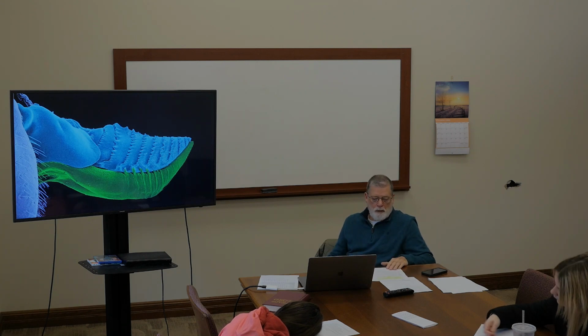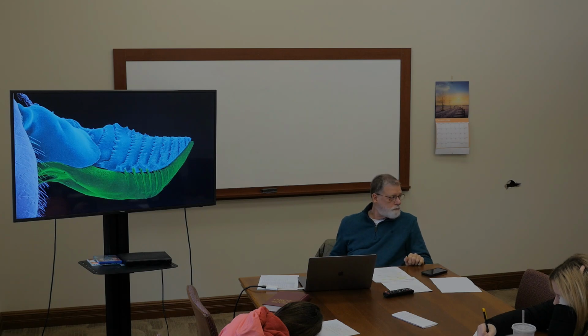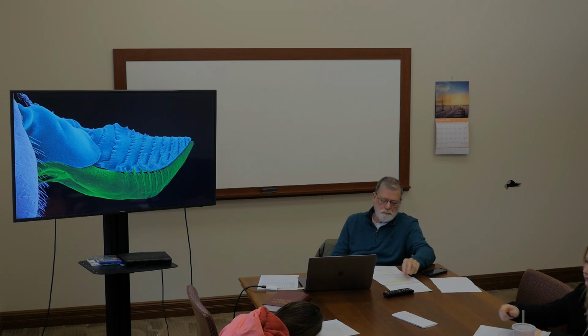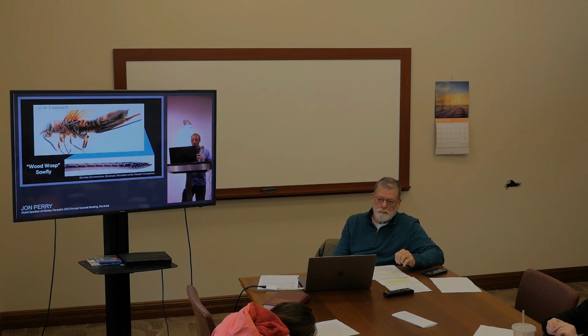This is what it looks like under an electron microscope. On top of it are two digging blades. Well, we want to see it from the side. There are two digging blades, and then there is a stabilizing rod there, colored in green. We're starting to see some parallels here, right? And then we go to wood wasps, which are actually sawflies. They're misnamed. Wood wasps are sawflies.